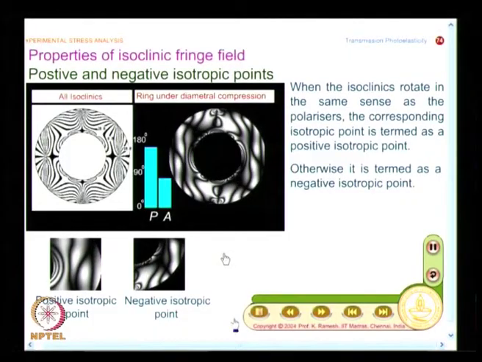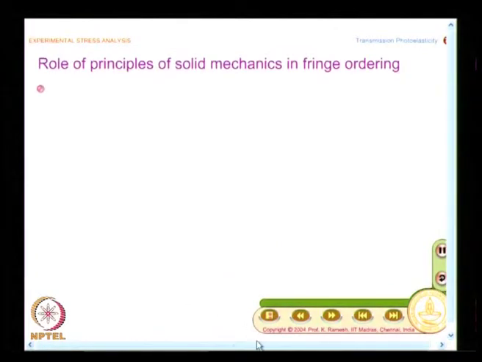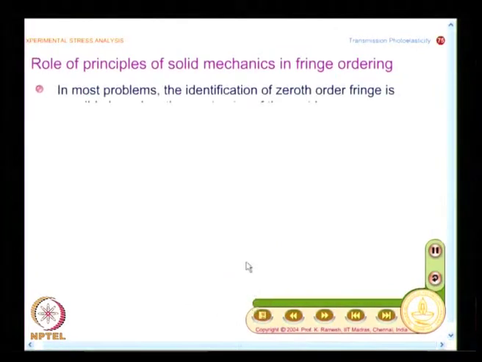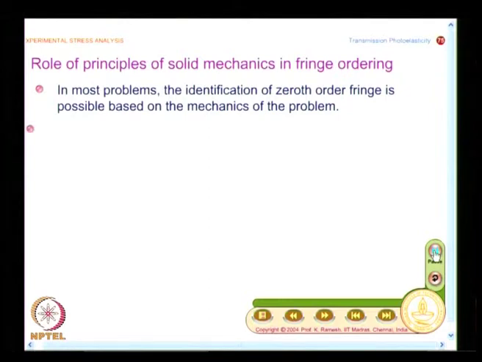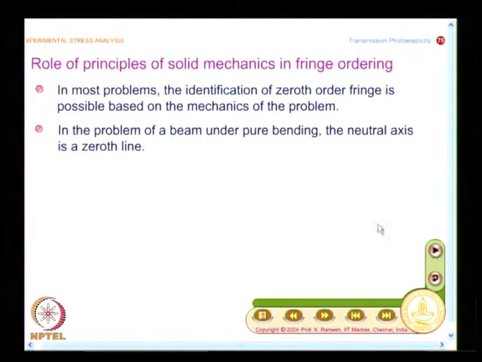Fringe ordering is the most complex, and we will see further what other aspects of solid mechanics I can employ. Now, you have seen the fringe field, they are very rich animations, and I am sure you would have got a gist of what these fringe orders are. And this is what I have said, that in most problems identification of the zeroth fringe order is possible based on the mechanics of the problem.